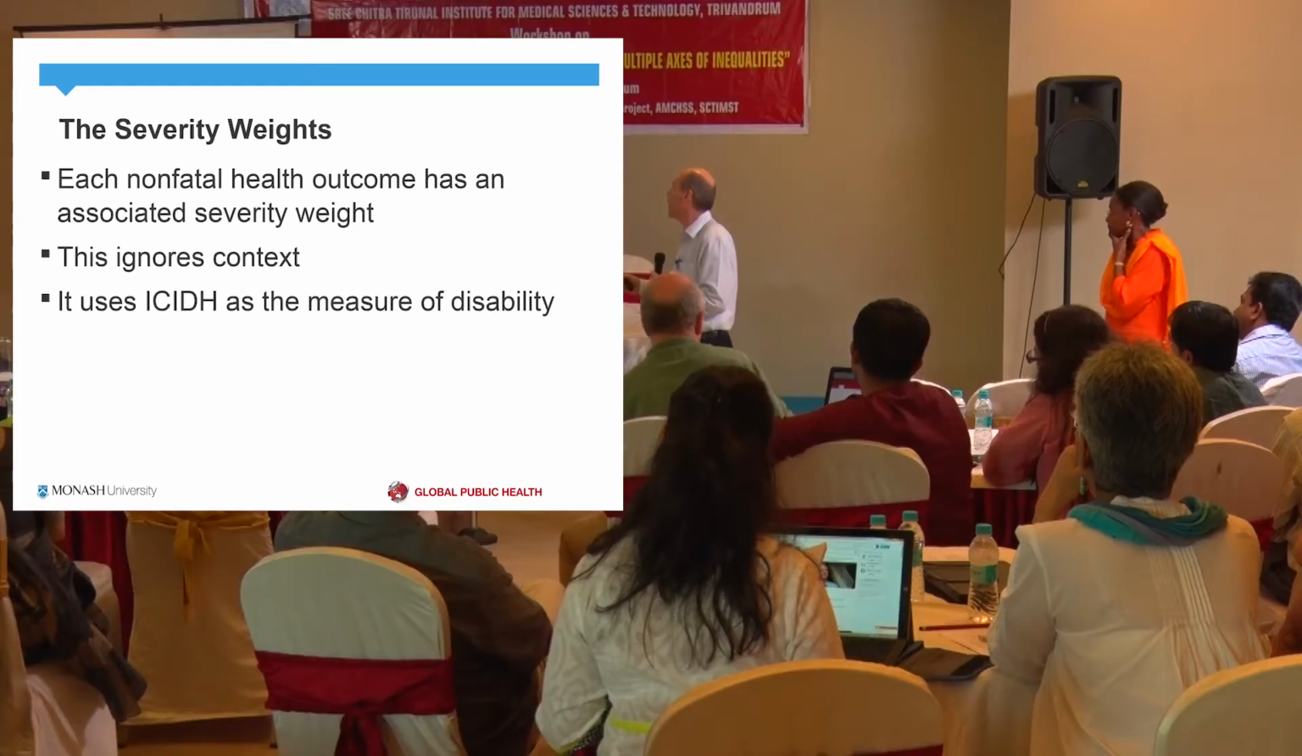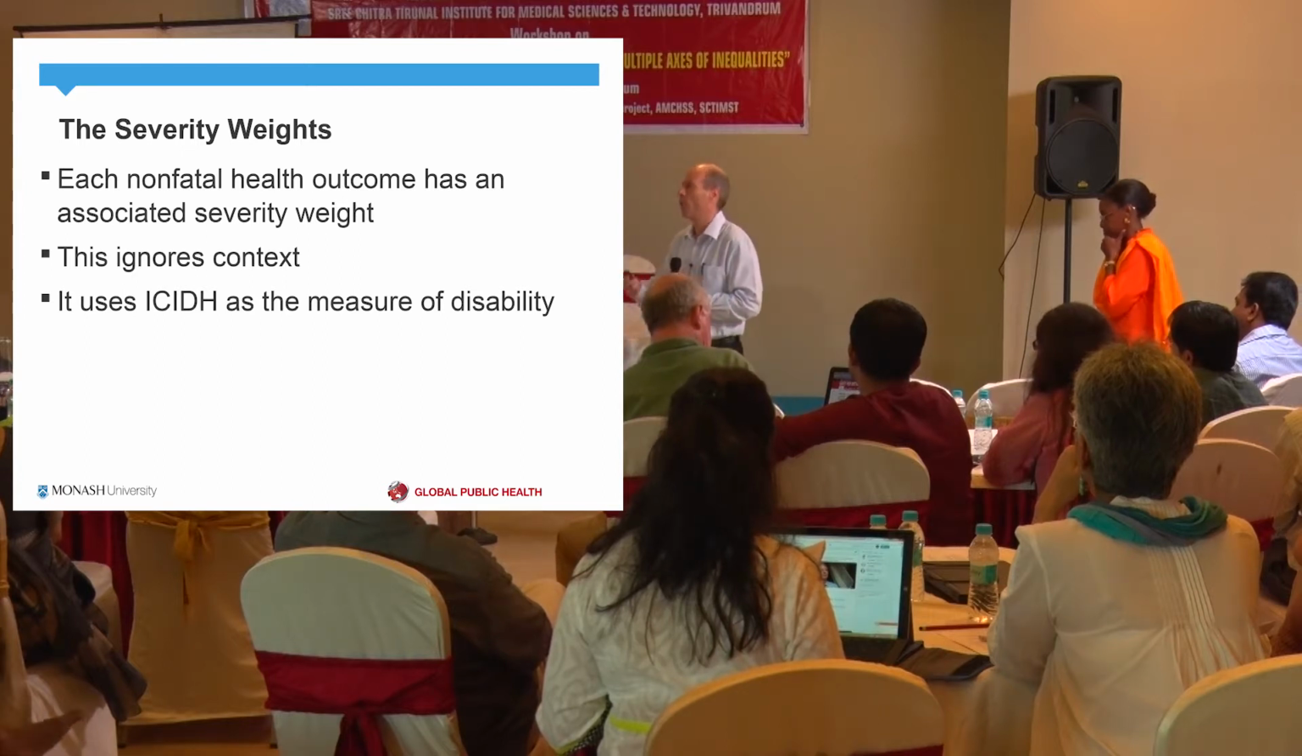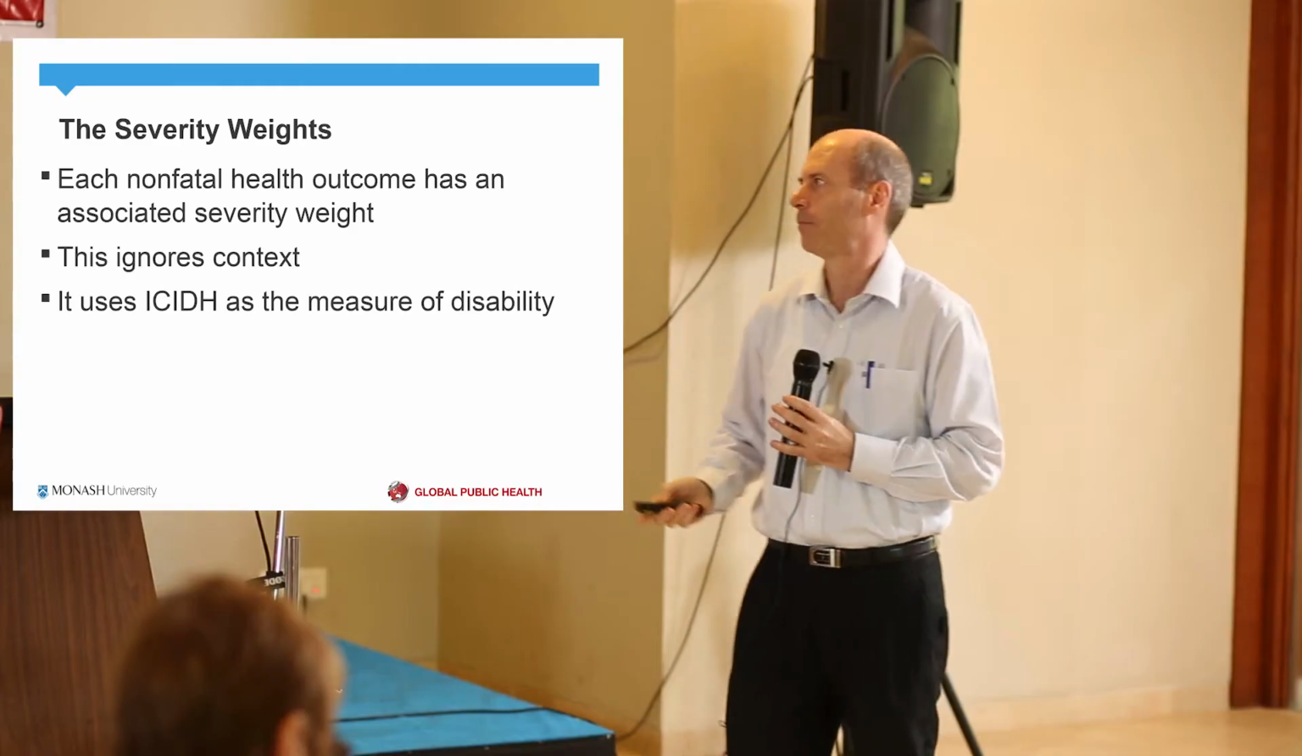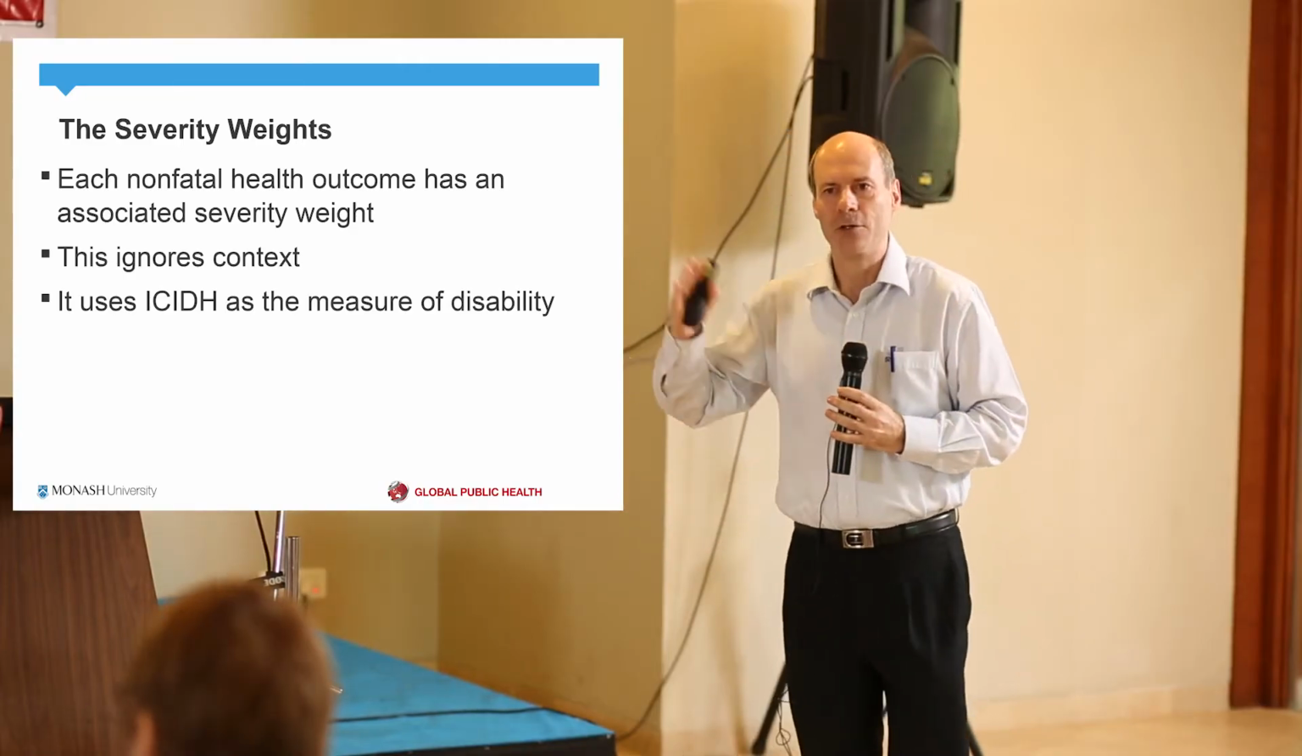So each non-fatal health outcome had some severity weight, some sense of how awful is this condition for health. And specifically, it ignores context. It didn't matter if you were blind in Delhi, or blind in Canberra in Australia, or blind in London. Blindness carried a certain severity. And therefore, we could aggregate this information across all the blind people across the world, and we could look at what blindness contributed. And it used a particular measure of disability associated with the International Classification of Disabilities.